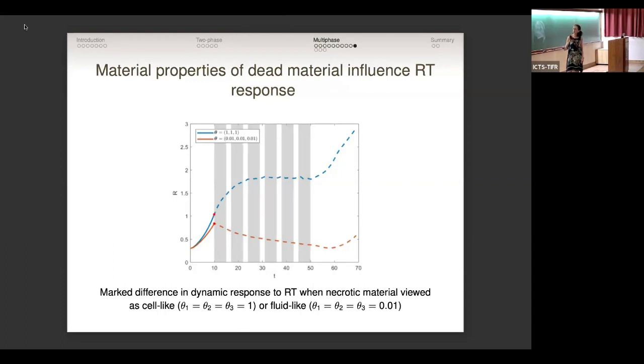Again, we can use the model to investigate how the properties of the dead material influence the response to radiotherapy. So in here, let me see, we've either got the blue line where we view the dead material as being similar to the cells or similar to the fluid. And you can see how those different constitutive assumptions impact both the response to treatment and, ultimately, the regrowth. These are both regrowing, but you can see it makes quite a strong impact on the response to treatment.